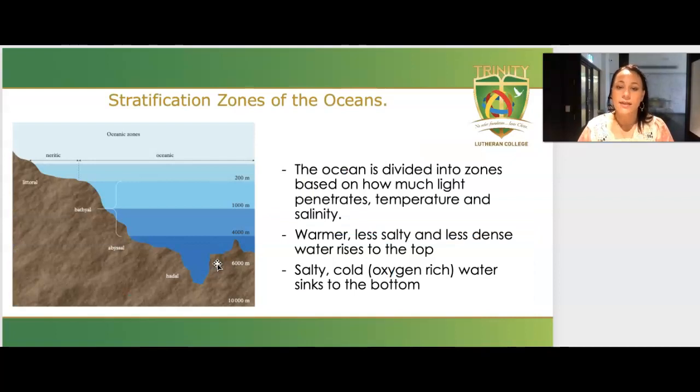We stratify the oceans as well into different zones, again based on light, how much light penetrates, but it's also based on salinity and temperature in the oceans, because salinity plays an enormous role in driving various processes in the oceans. And it comes about because warmer, less salty, less dense water rises to the top, and the cold, rich, salty water sinks to the bottom.